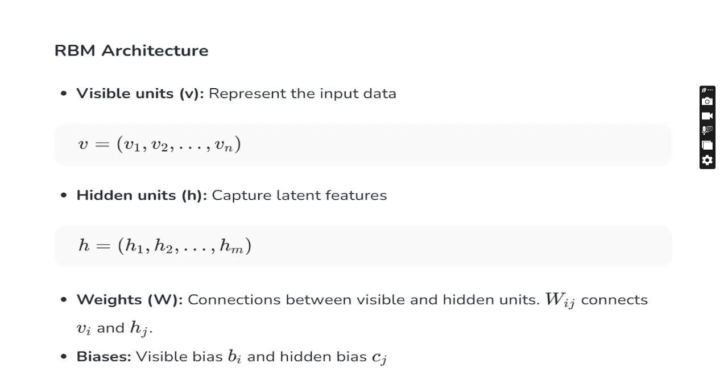This is the RBM architecture. We call these the visible units, which represent the input data. There will be a number of visible units, V1, V2 up to Vn. The hidden layer also has a number of neurons, represented as H1, H2 up to Hn. It captures latent features from the input data received by the visible units.